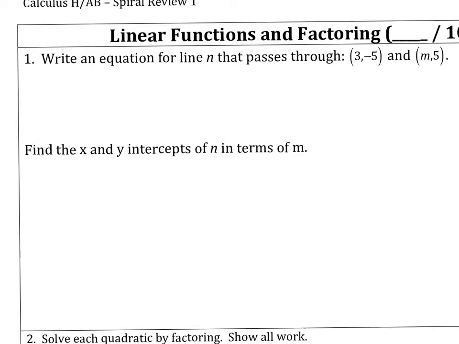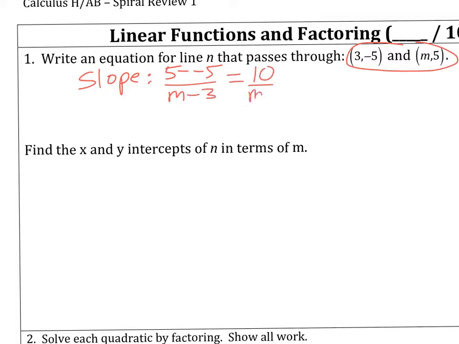Okay, so we need an equation for a line that passes through these points. So the first thing I need is some kind of a slope. And for that slope, we're going to do 5 minus negative 5 divided by m minus 3. And that's going to be 10 over m minus 3.